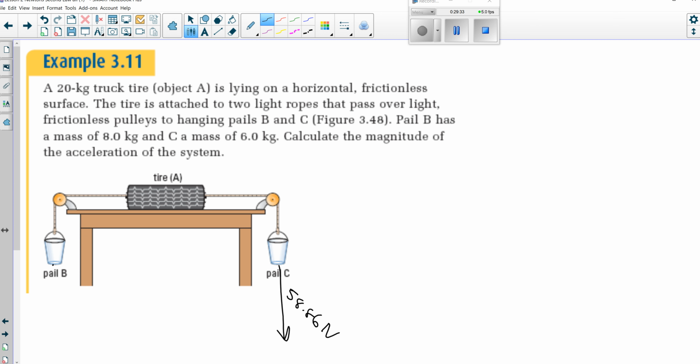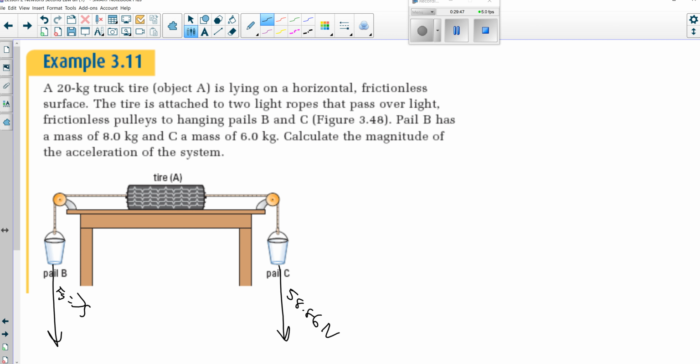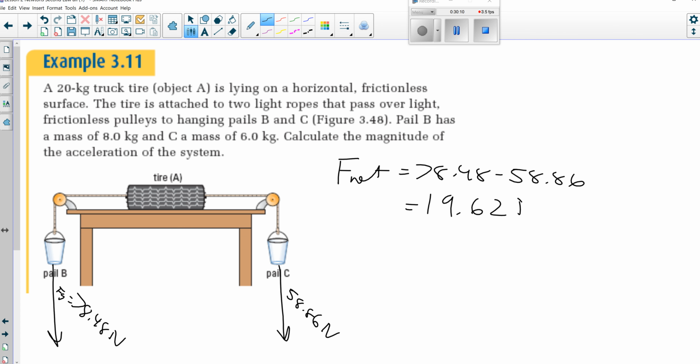And then this one here is 8 kilograms. So the force of gravity on that one, 8 times 9.81, is 78.48. Those are the only forces acting in the system, those 2 forces. Can I calculate the net force acting on the system? Yep, I just have to subtract these 2 numbers. So my net force will be 78.48 minus 58.86, which should give me 19.62 newtons. Everybody all right with that?